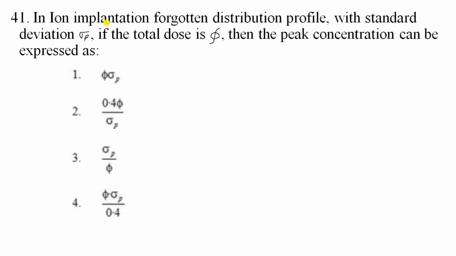41st question, in an ion implantation, for a Gaussian distribution profile with standard deviation given as sigma p, if the total dose is Q, then the peak concentration can be expressed as 0.4 times of Q divided by sigma p. So the corresponding option that is going to follow is option 2 is correct.